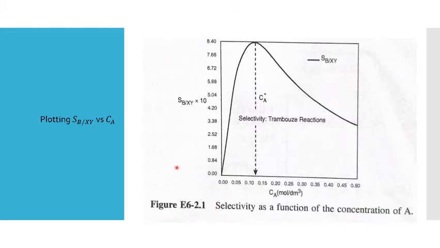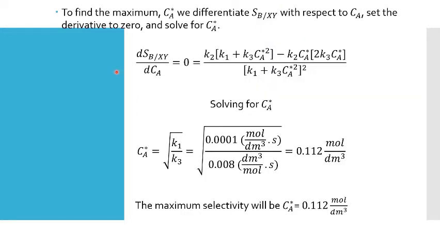So here is the graph of selectivity versus concentration A, where for the concentration A we put the range of 0 to 0.5 to get the respective selectivity values, and it can be seen that at concentration Ca star the selectivity is at the maximum point. In order to find the maximum value of selectivity, first we need to know the value of Ca star. To do that, we need to differentiate the selectivity with respect to concentration A and set the derivative to 0 to solve for Ca star.